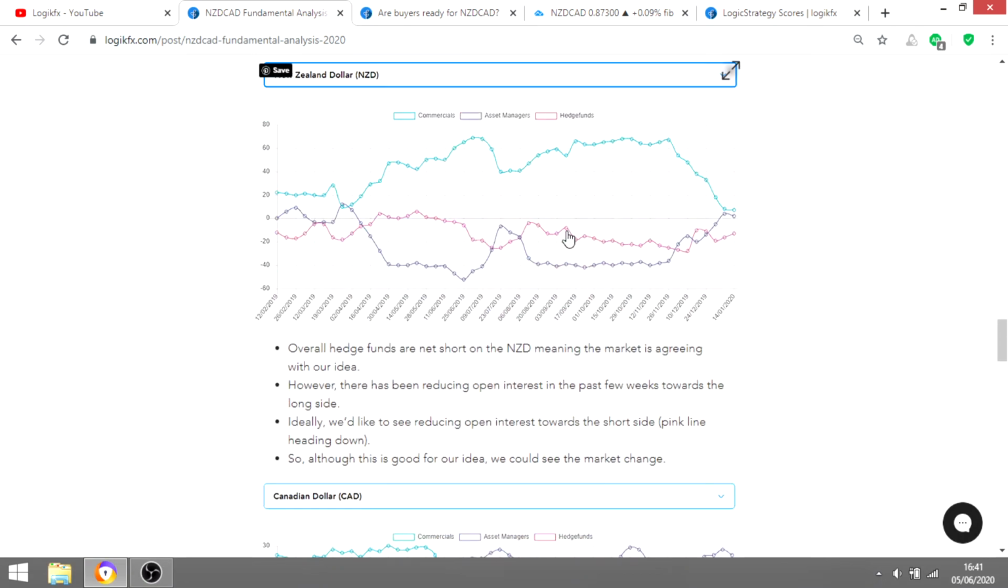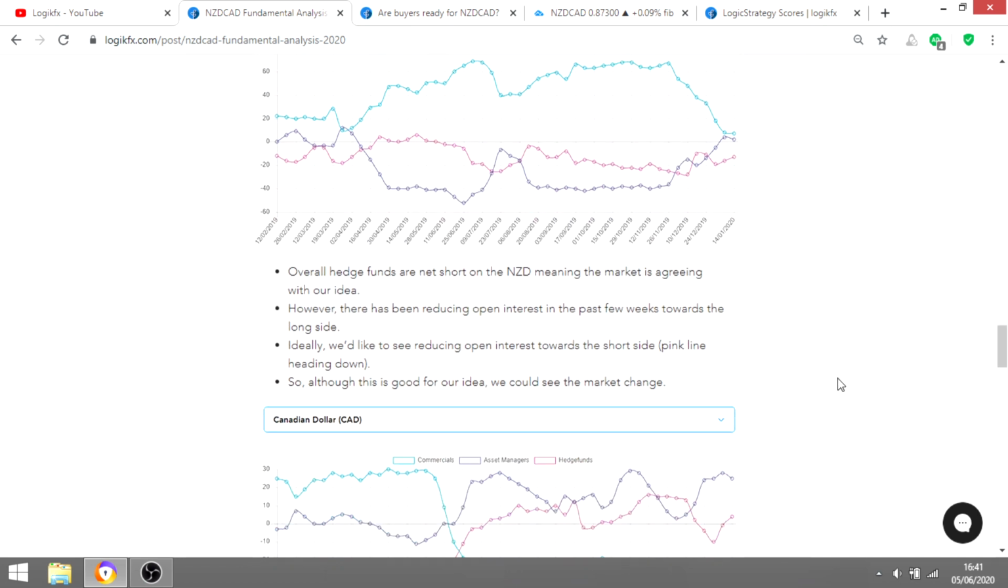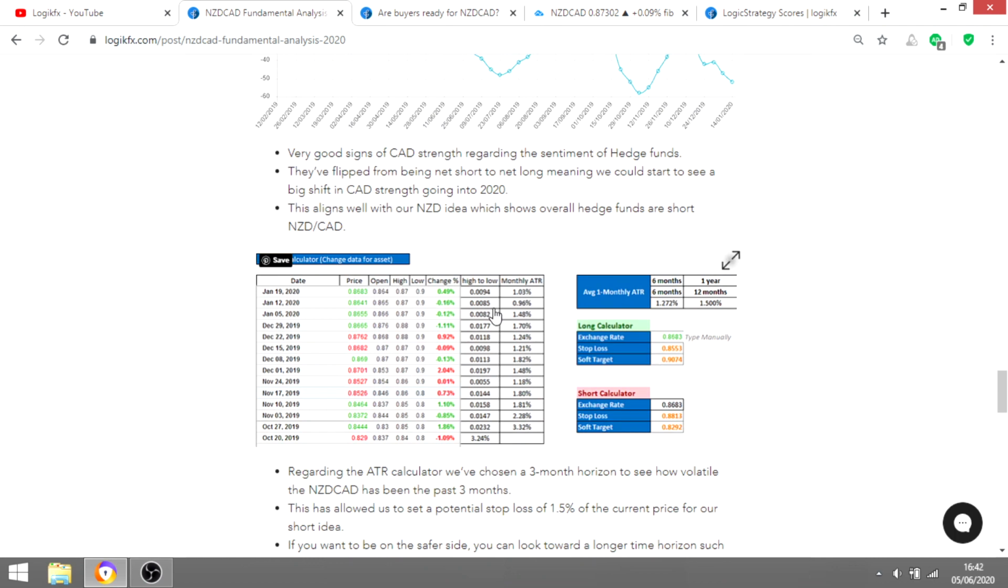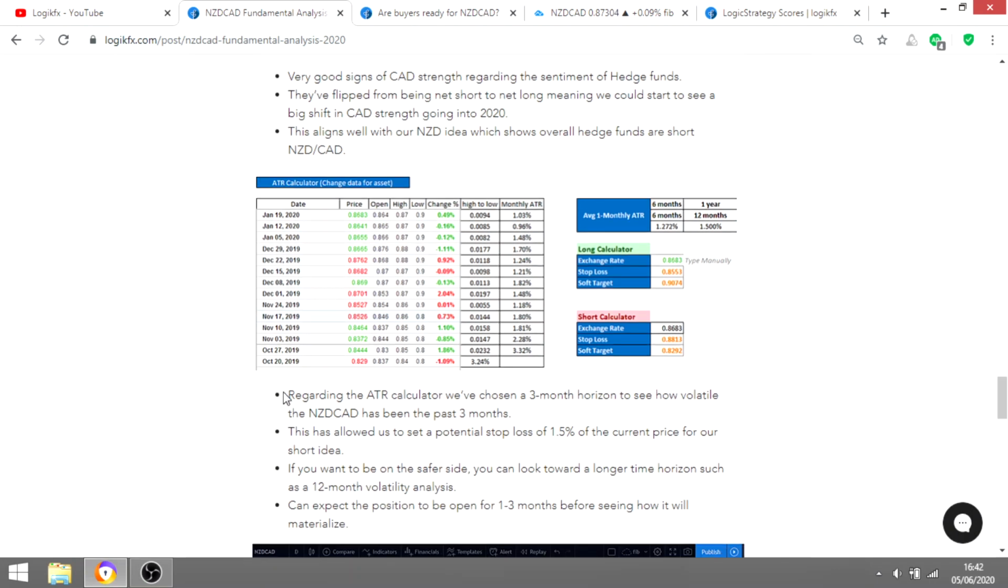So after checking the sentiment, we've ticked it off, short bias off the sentiment as well. And we go into the ATR, we go into the data on the volatility of the asset to set our stop loss and our targets. And we did this with, I think here was like a 3-month time horizon to work out our stop loss.